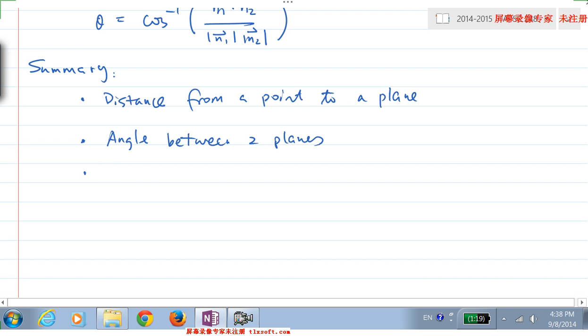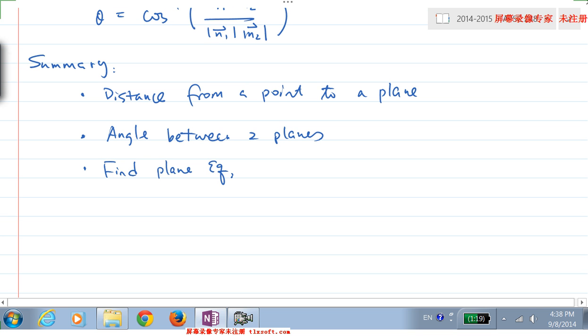The other type of question that you will see in assignments asks you to find the plane equation based on certain given conditions. Once we finish the line equation, we'll have a few more questions finding equations of planes. For this type of question, let me list down the given information. Given a point and a normal vector, what is the plane equation?